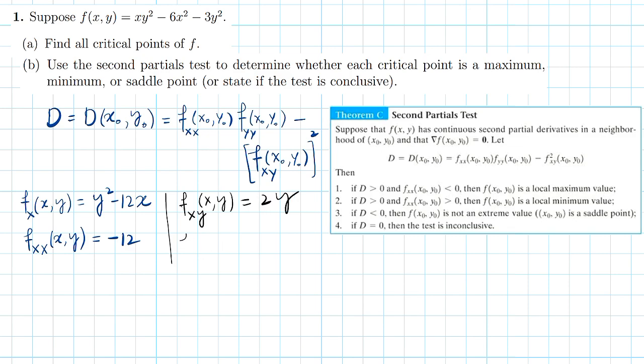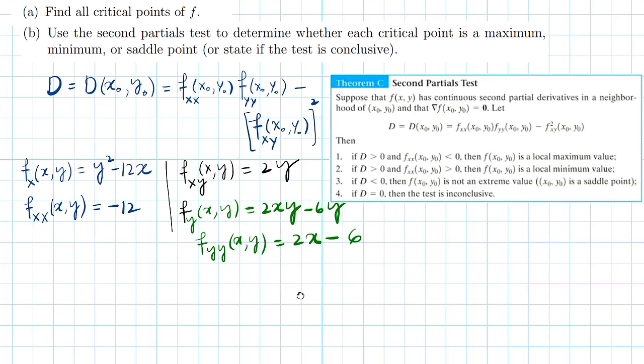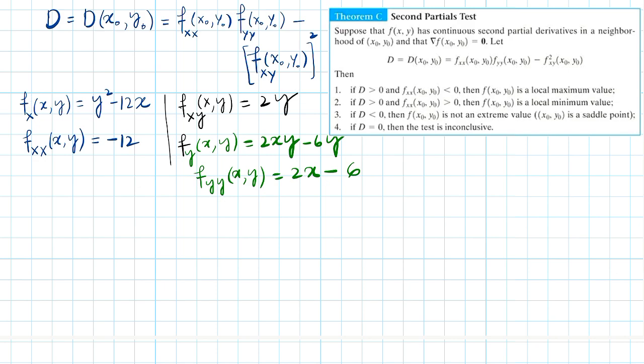And now the derivative of the function with respect to y is going to be 2xy minus 6y. Now you have to take the derivative of this function one more time with respect to y. So that is going to be 2x minus 6. So these are the double derivatives of the given function. So first we have to check at the first critical point, and that was at 0 comma 0.